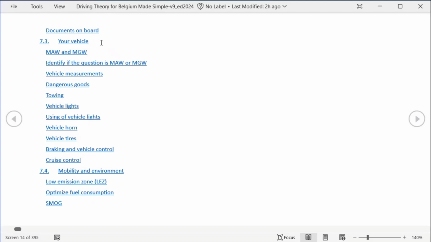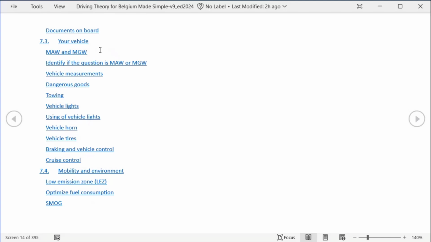And then we will move on to your vehicle itself, where we will talk about MAW and MGW. These two concepts are sometimes very confusing to a lot of people. And there are a lot of questions which are related to this. So you need to understand, is this the gross weight of the vehicle or is this the maximum allowed weight of the vehicle? If you don't understand that, you will not be able to answer the question correctly, right? So we will try to make those concepts very clear.